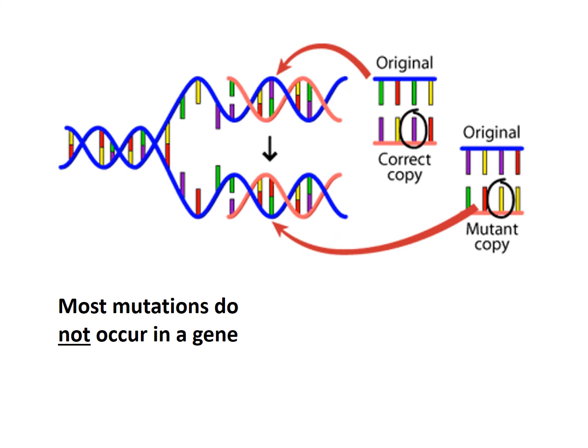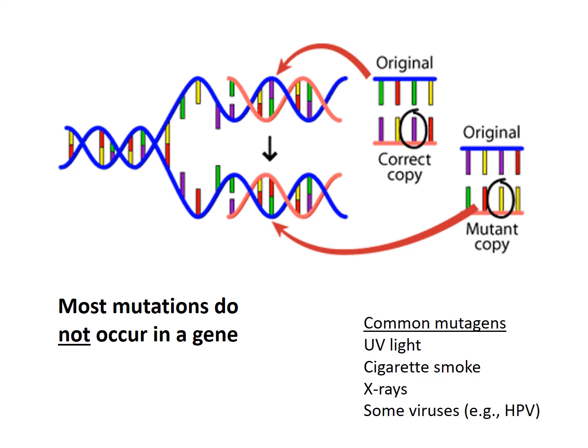Luckily, most mutations do not occur in genes. So they occur in parts of the DNA that don't encode for polypeptides. That's great because we don't necessarily feel the effects of those mutations because it doesn't affect the polypeptides being built. Mutations occur at a naturally pretty low pace, but they occur randomly.